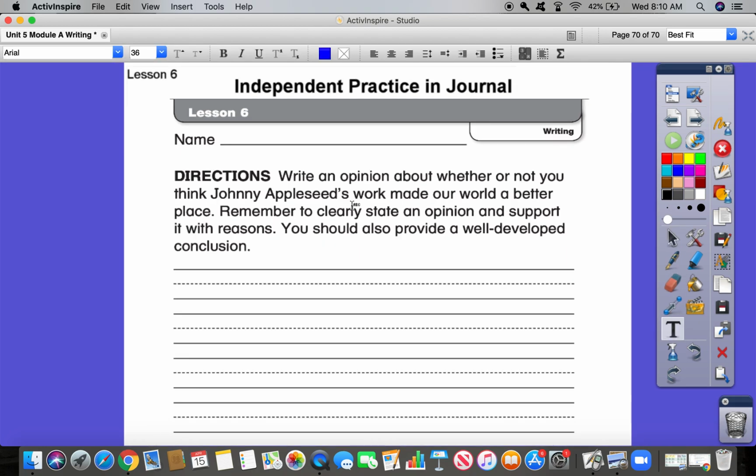So if you do think so, you might start your writing by saying, I think Johnny Appleseed's work made our world a better place because, remember those linking words to help us explain the reason, okay? And then you would fill in your answer.